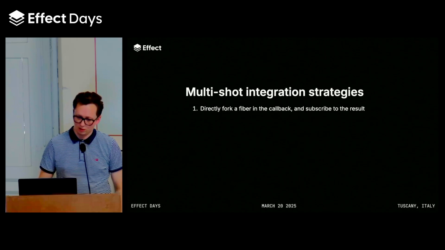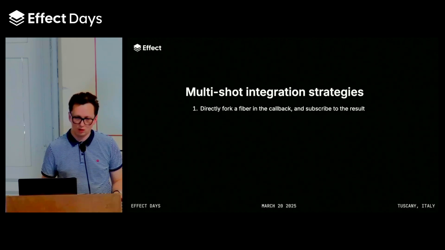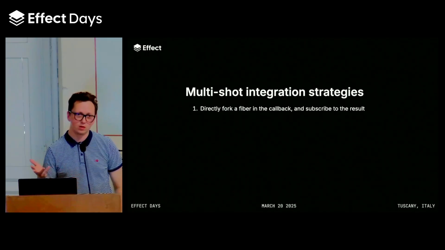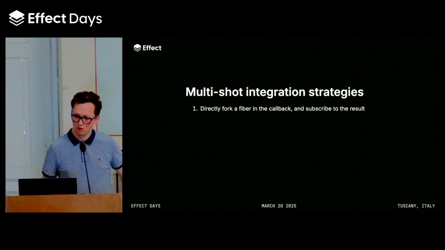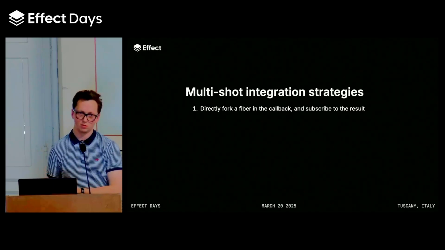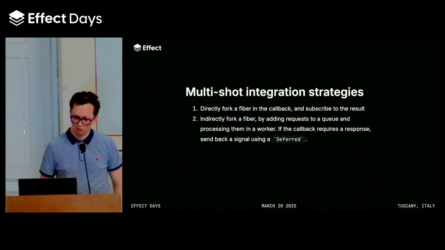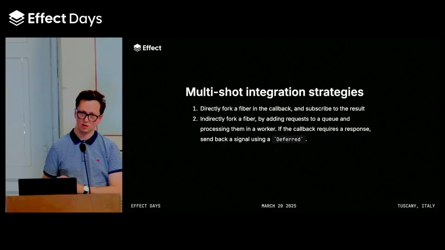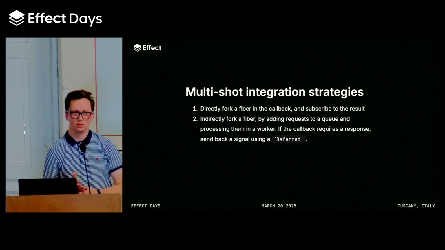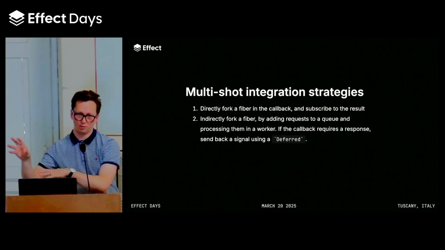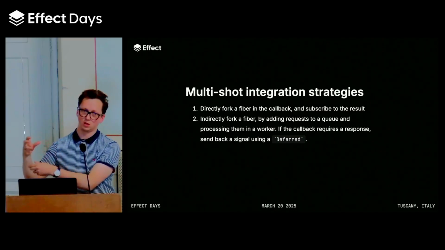And there's a few strategies for this. You can directly fork a fiber inside of the callback using Effect.runFork or runPromise, and then subscribing to the result using a fiber's addObserver, or if you do runPromise, you can go .then or await it. Or you can indirectly fork a fiber by adding it to, in Effect, we have queue modules. So every time a callback is fired, you can put something onto a queue, and then in a background task, continuously process items from that queue.